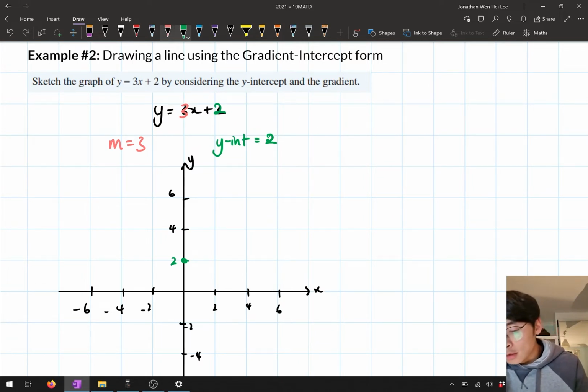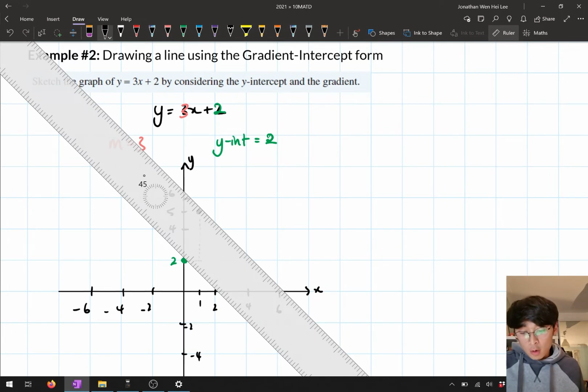Now the gradient here is 3, and so what this 3 tells me is that if I move across by 1 unit, I'm going to go up by 3 units. So here what I'm going to do is go across by 1 unit, so that means I'm going across to where 1 would be, which is halfway along here, and I'm going to go up by 3 units, so if I go up by 3, I go up to 5. So here I've got a second point. So this is 5 and this is 1. I've got a second point that I can plot on my Cartesian plane.